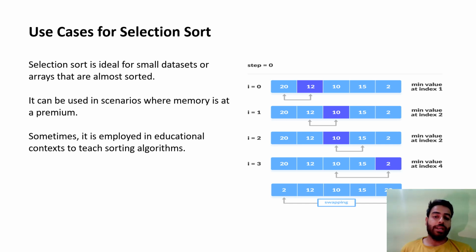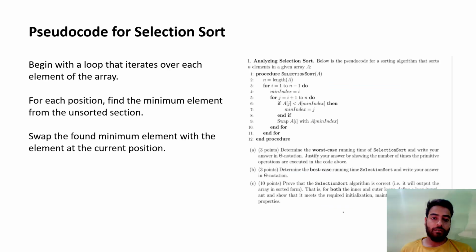Use cases for selection sort. Selection sort is ideal for small data sets or arrays that are almost sorted. It can be used in scenarios where memory is at a premium. Sometimes it is employed in educational contexts to teach sorting algorithms.